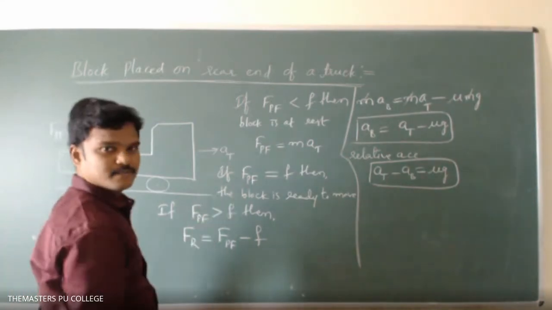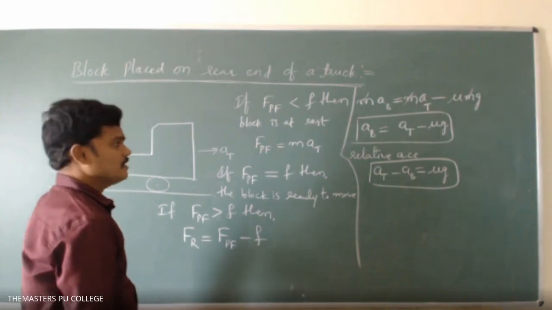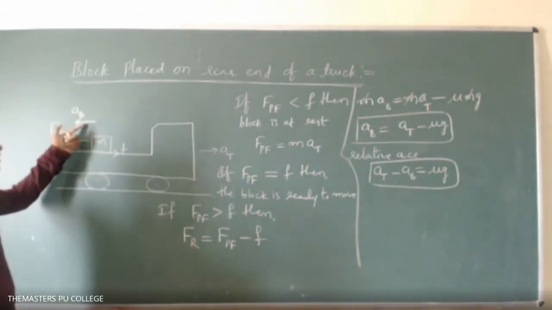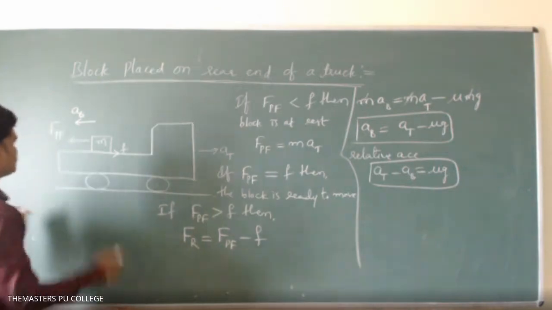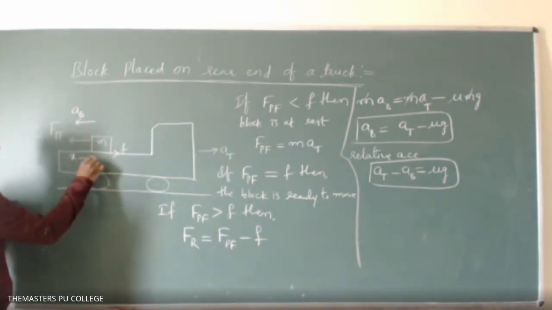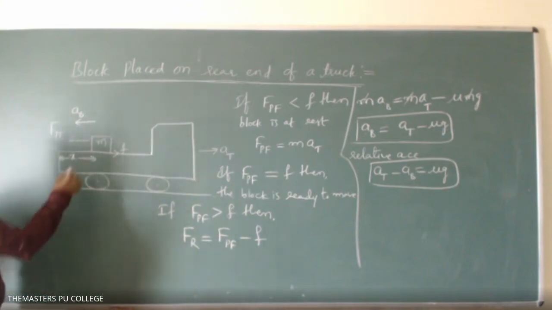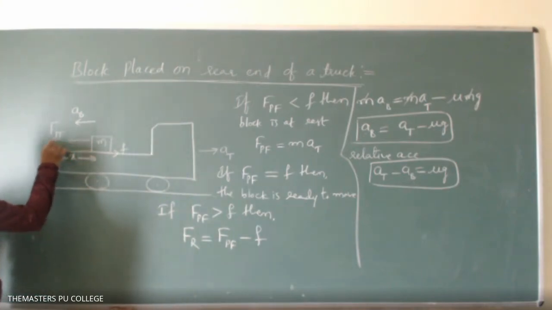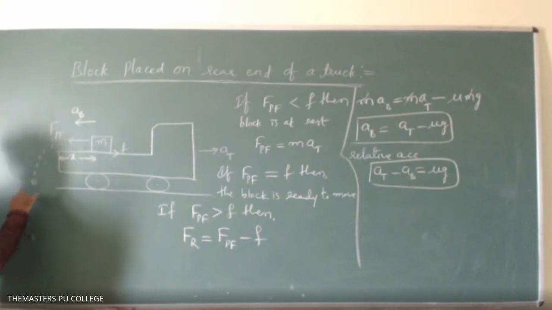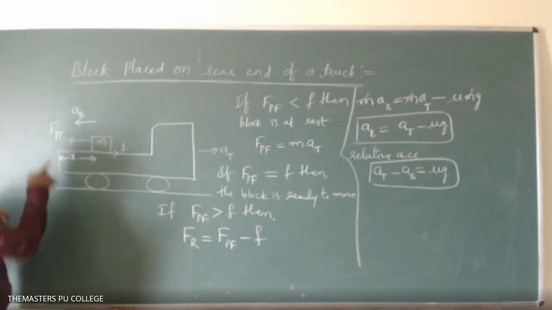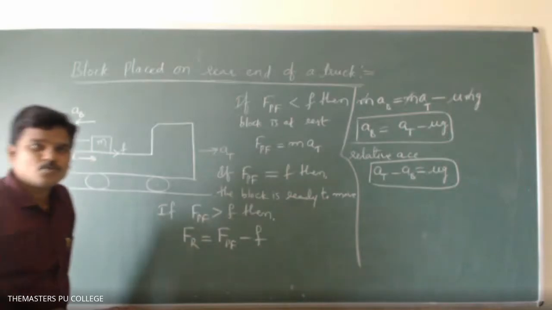I got the relative acceleration, and the block moves with an acceleration of AB. Let us suppose the block is at a distance of x from the rear end, from the back side. Once the block reaches the end point of the truck, it will have some velocity. We can find that velocity very easily. Tell me how to find the velocity.